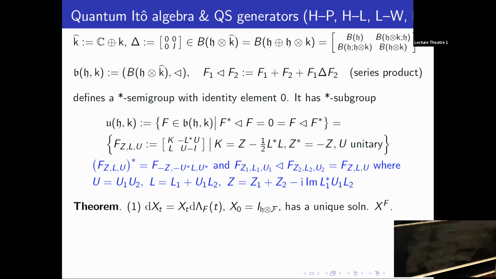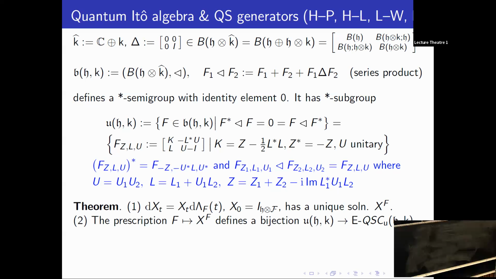So this quantum stochastic differential equation, dX_t is X_t d Lambda_F(t). So the ingredient is an operator of its block matrix shape. First of all, it has a unique solution, unique in an appropriate sense. The prescription, which takes F, which we refer to as a generator, to its solution, gives a bijection from this class U to the elementary unitary quantum stochastic cocycles.